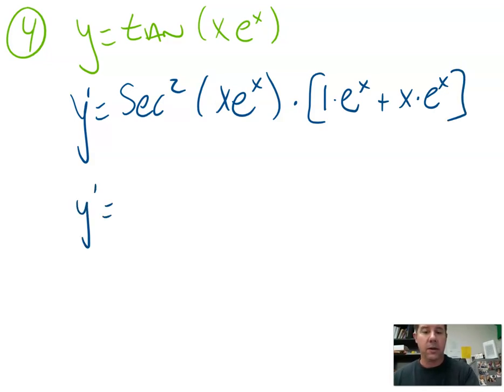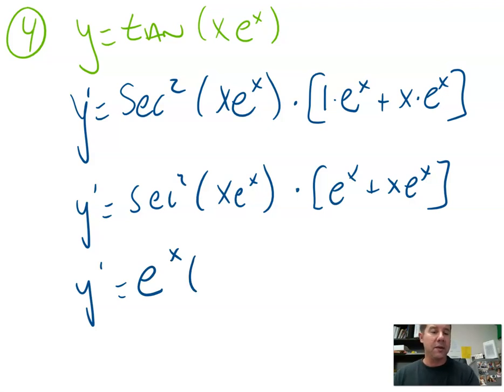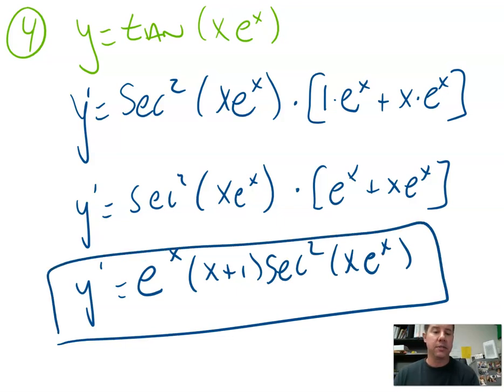Now I just need to clean things up a bit. Secant squared of x e to the x times e to the x plus x e to the x. I think what we would do with this now is factor out an e to the x from this here. So I'd factor that out to the front. That would leave me with 1 plus x, or x plus 1. And then we'd be left with our secant squared x e to the x. And that is the answer in the back of the book, boys and girls.